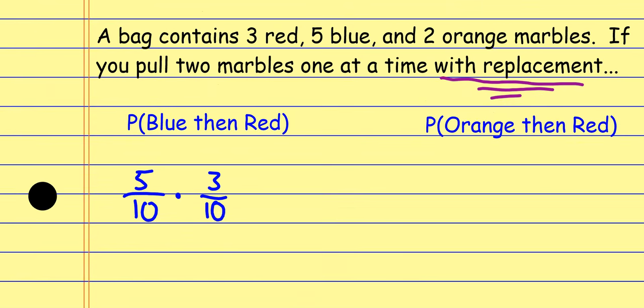And once again, I want to simplify this fraction first. So let's see, that's a 1/2 times a 3 over 10. So that gives me a 3 out of 20. So the probability of getting those two things is a 3 out of 20.